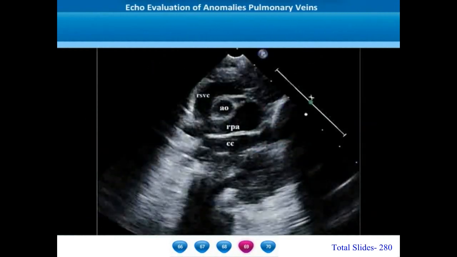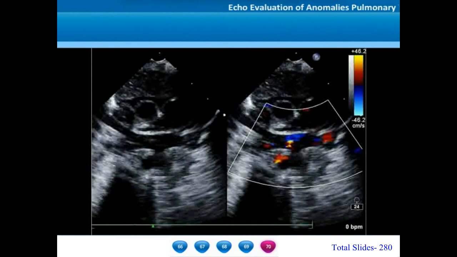In this frozen frame from the suprasternal view, we observe that the individual pulmonary veins are smaller. The common chamber is roughly the same size as the ascending aorta. The right superior vena cava is mildly dilated. Compared to most of the previous examples, in this patient, the pulmonary veins and the common chamber look significantly small.